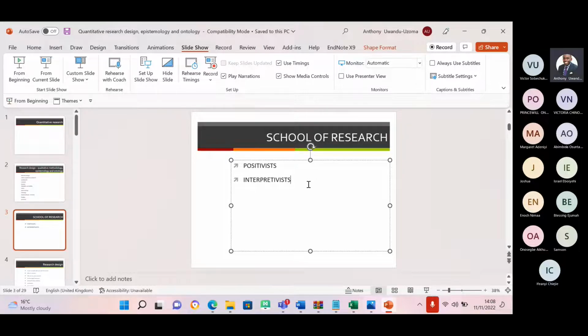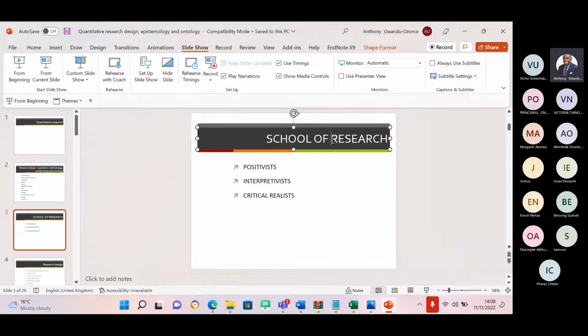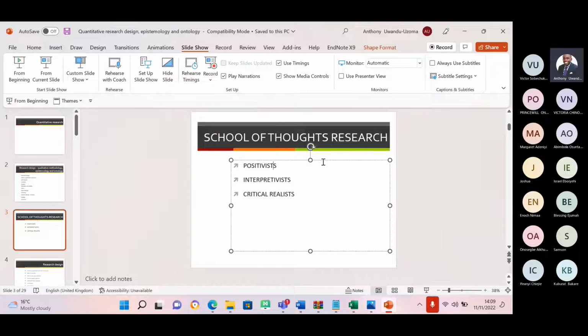And then there is the third group that is called the critical realists. So these are the three schools of thought. There are others, but there is no need of bothering you with other ones. But these are the three main ones that you need to understand so that you know where you are coming from. This is also called the philosophy of research. I will recommend two videos that you watch after this session.